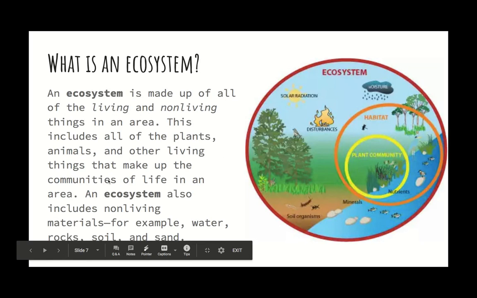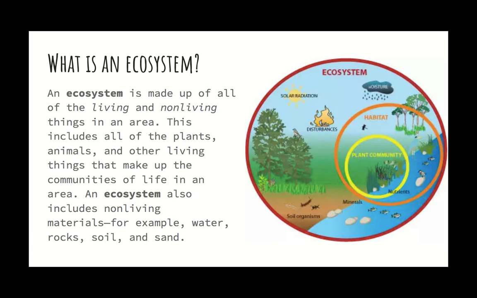Okay, so what is an ecosystem? An ecosystem is made up of all the living and non-living things in the area. This includes all of the plants, animals, and other living things that make up communities of life in an area. An ecosystem also includes non-living materials, for example, water, rock, soil, and sand.